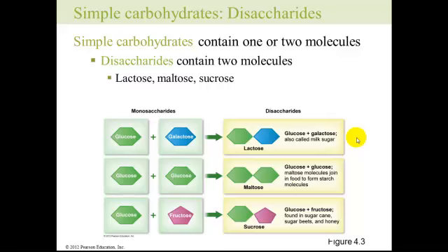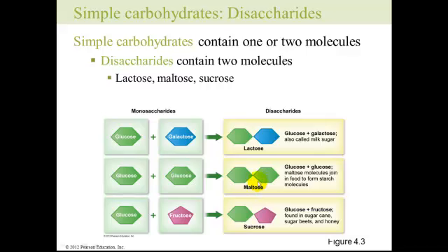Now, the other kind of simple carbohydrate is disaccharides. Disaccharides, di meaning two, contain two molecules. They are two monosaccharides joined together. You may have heard of lactose before. Lactose, or milk sugar, is found in milk that we drink, in breast milk, and in other sources as well. It is a glucose and a galactose molecule bound together, giving us the disaccharide lactose. If we have two glucose molecules bound together, we get maltose.